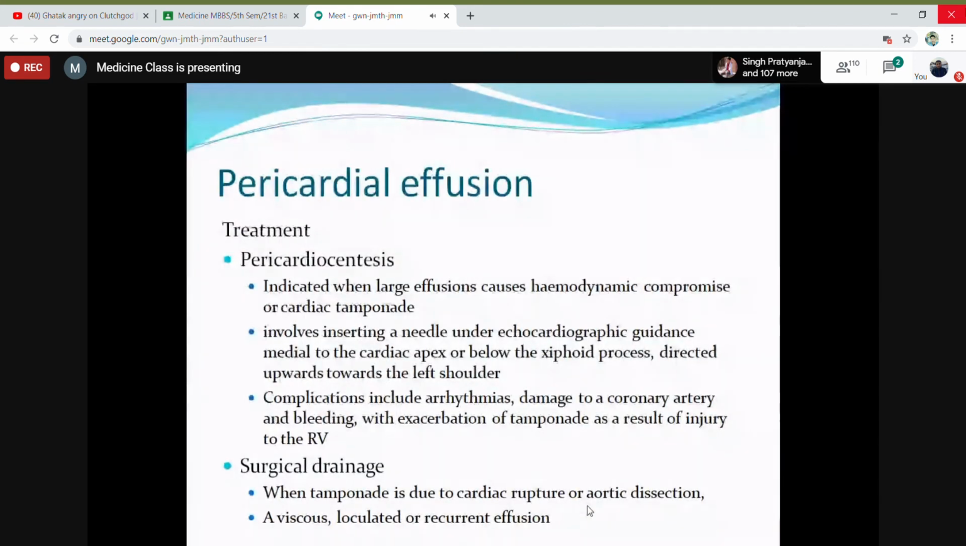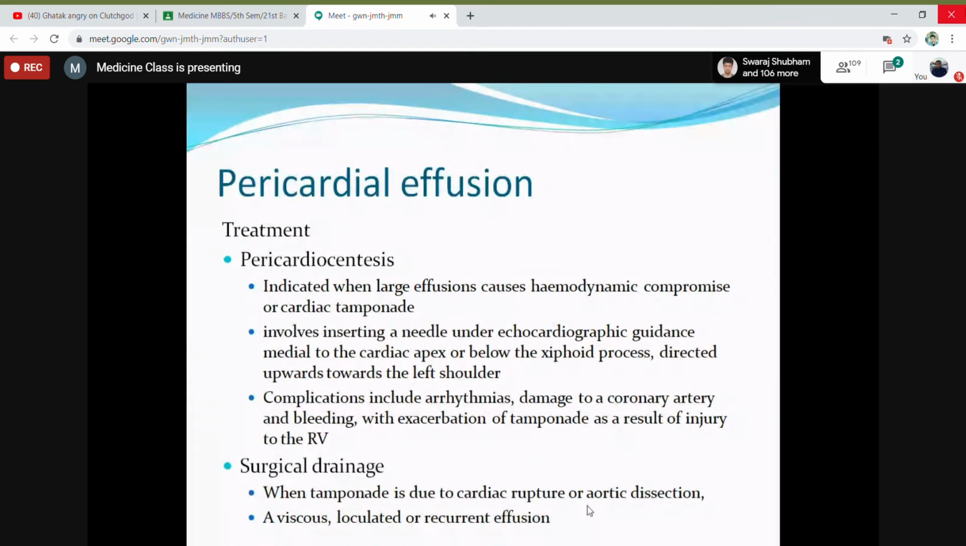Now for the treatment of pericardial effusion, pericardiocentesis. It is indicated when a large effusion causes hemodynamic compromise or cardiac tamponade. It involves inserting a needle under echocardiographic guidance, medial to the cardiac apex or below the xiphoid process, directed upward towards the left shoulder. But we have to be very careful regarding the complications.